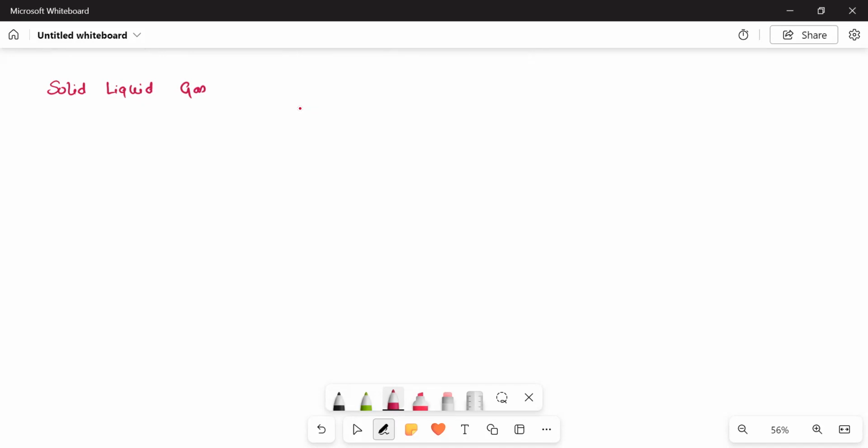Now let me write a chemical reaction over here, a very simple chemical reaction. This will be a change in physical state. Let me give you one very common example: hydrogen, H2. Hydrogen is a gas, oxygen is also a gas. When I combine these two things, what do I get? I get H2O. Now just look at this.